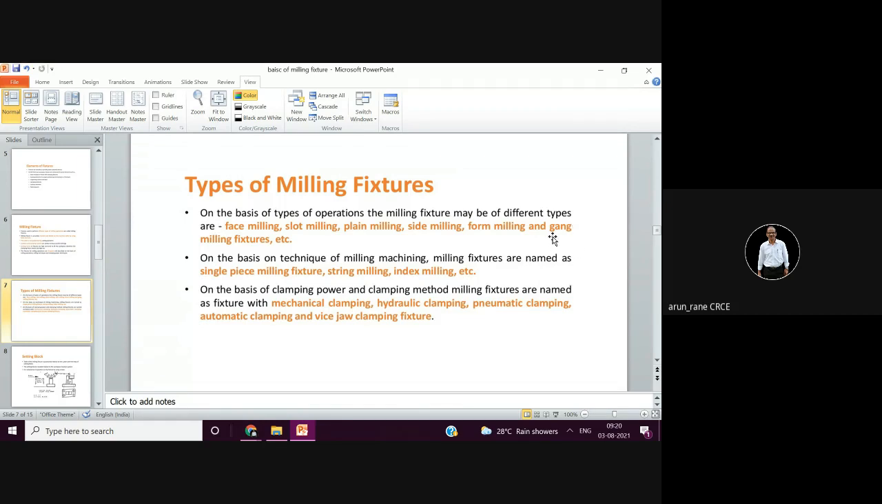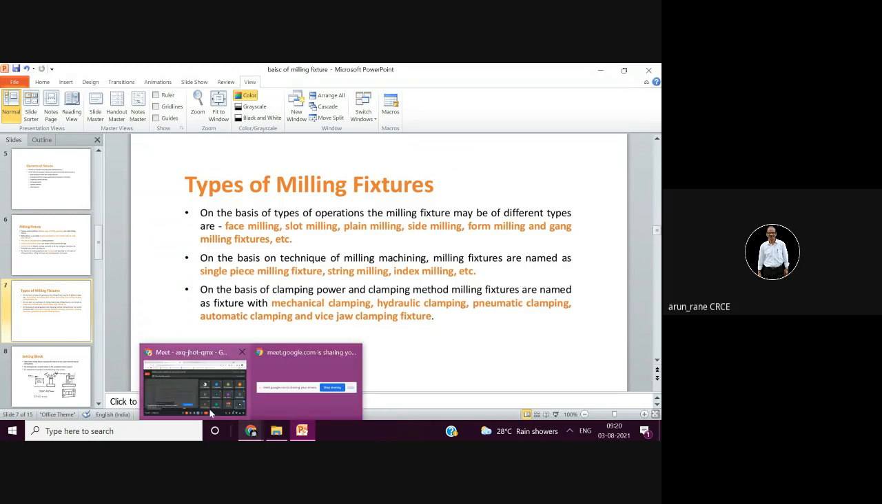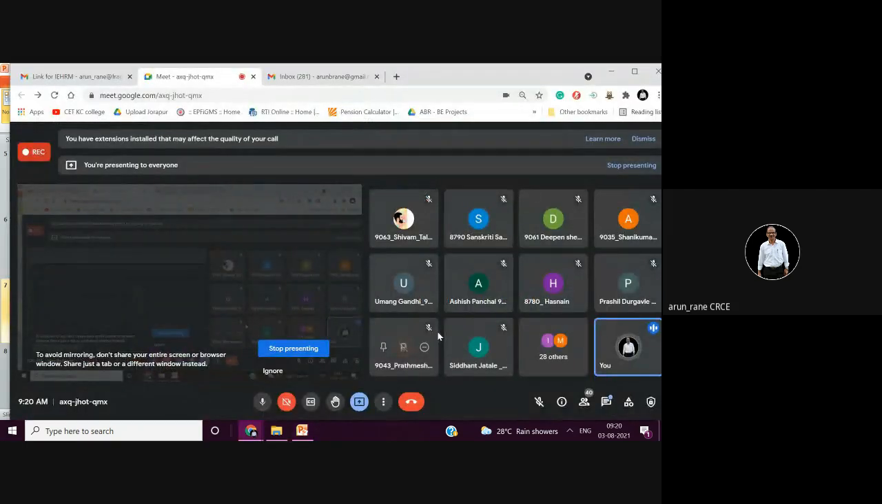So what is the difference between gang milling and straddle milling? Can anyone tell me? Straddle milling and gang milling. Shani Kumar, by any chance do you know? Sir, I don't remember right now.